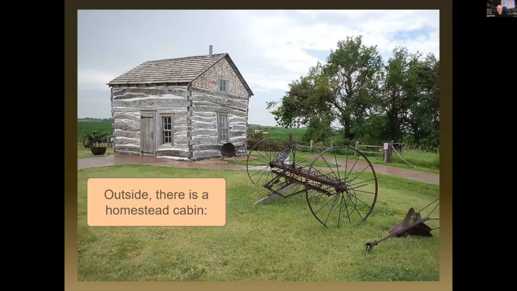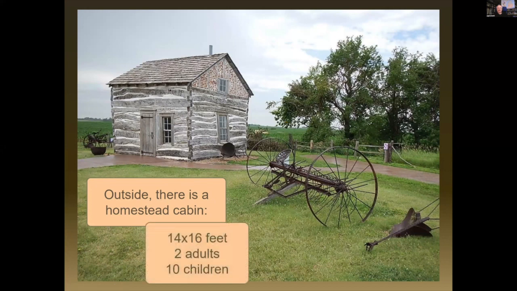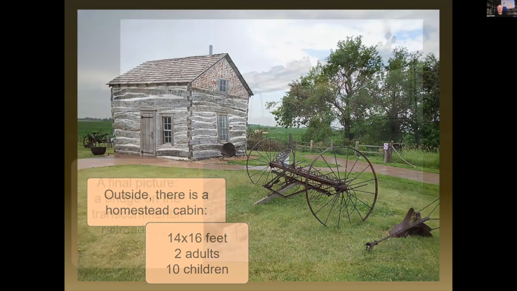Outside, there's an old homestead cabin that you can look at. I think some of these numbers are worth paying attention to. This cabin was 14 by 16 feet because there just weren't very many trees around to build things with. 14 by 16 feet with two adults and 10 children living in it. As one teacher told me, they were stacked up like cordwood inside at night.